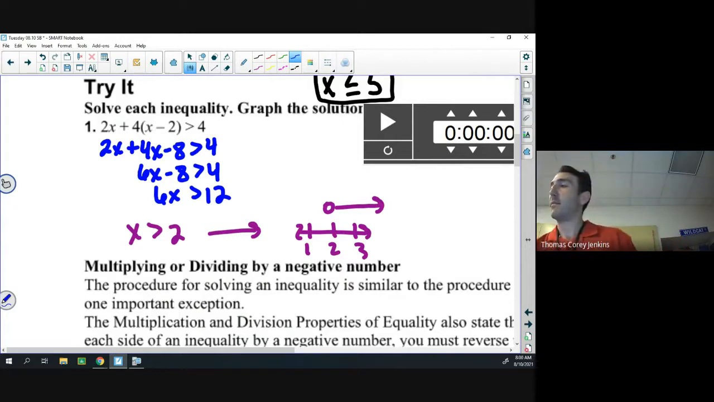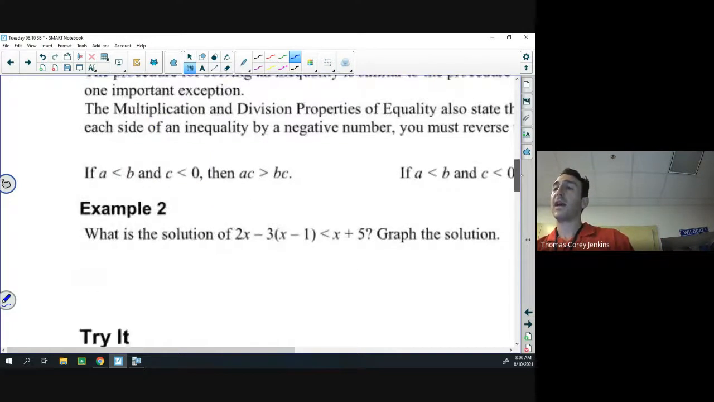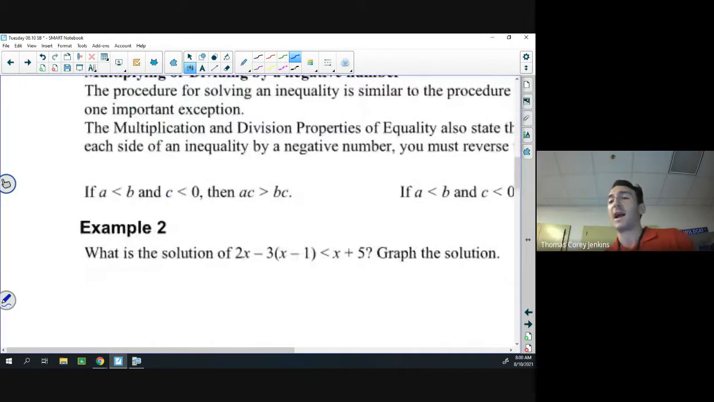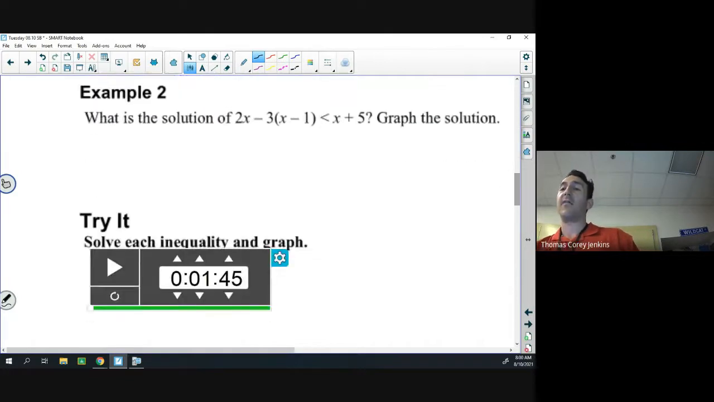All right, let's keep moving. Okay, so now we are going to be reminded of what happens when we multiply or divide both sides by a negative. What does happen? Anybody remember what happens to the inequality symbol? It flips, right? Less than becomes greater than, or equal to becomes less than or equal to, and so on and so forth. All right, so let's go ahead and work this out.